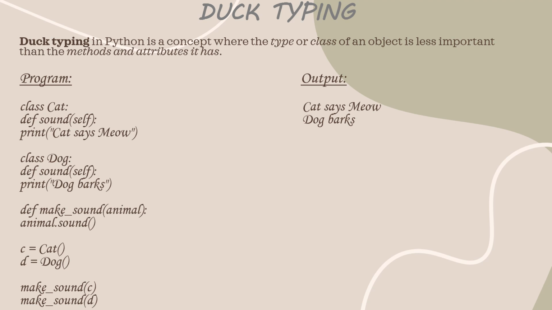So let's see what duck typing is. Duck typing in Python is a concept where the type or class of an object is less important than the methods and attributes it has. Let's see an example program.